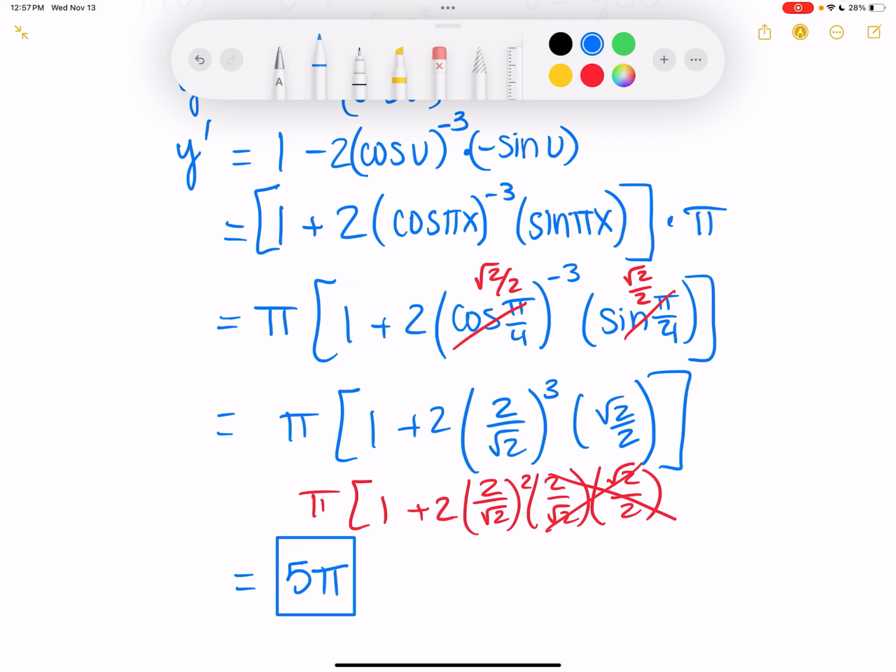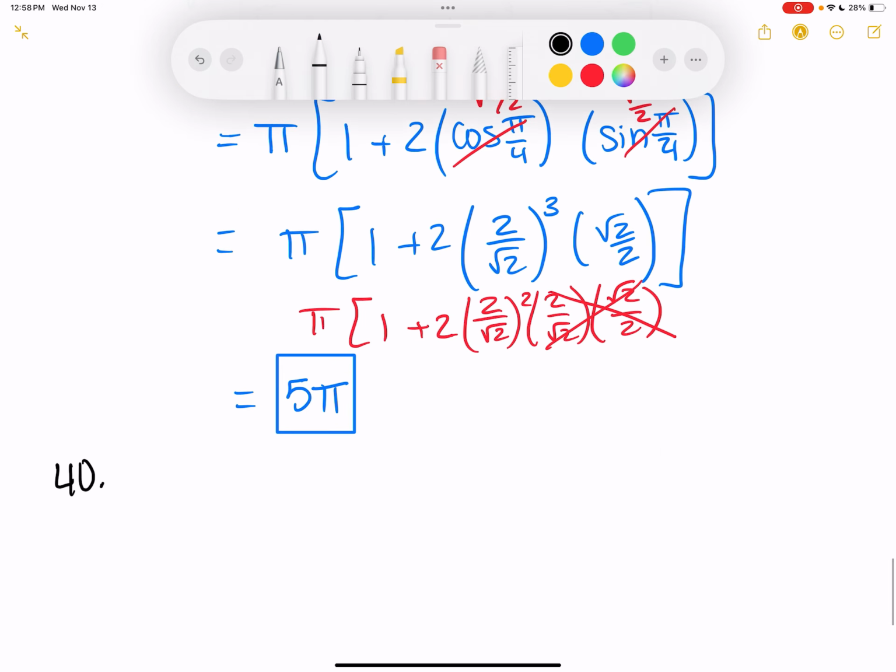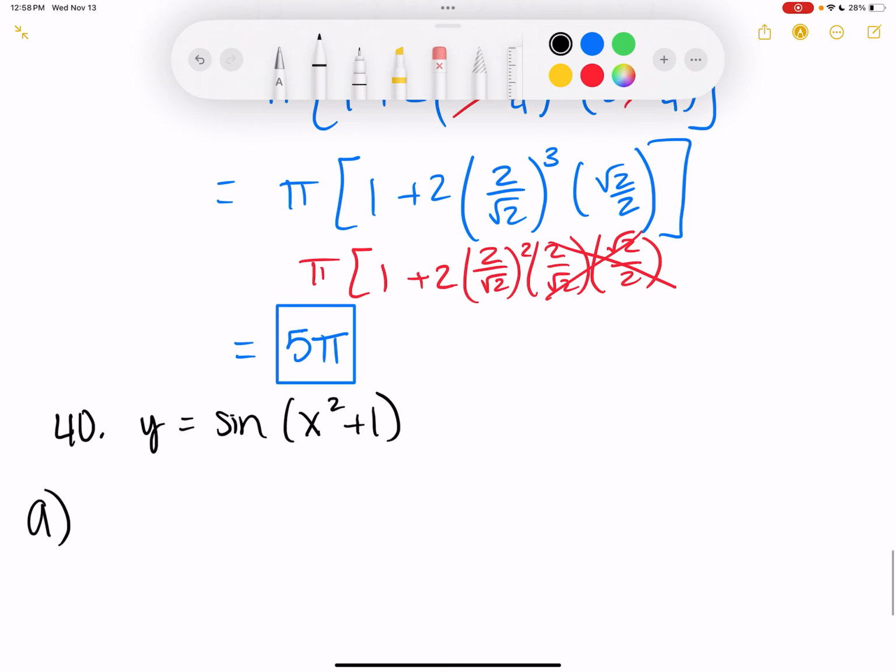All right. 40. Find dy dx if y equals the sine of x squared plus 1 by writing y as a composite function. So 40, we have y equals the sine of x squared plus 1. Part A wants us to do this as a composite function where y equals the sine of u plus 1 and u is equal to x squared. How much space do you think this is going to take?